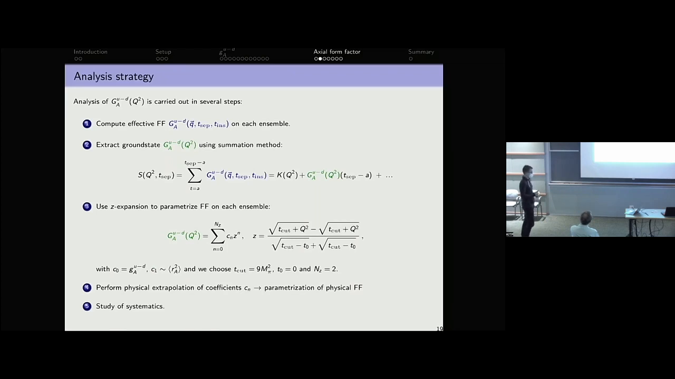This gives you discrete data points in Q squared on every ensemble. So in order to process this further, you have to then do a parameterization on each ensemble. For this, we use a Z expansion. This polynomial here, in this variable Z, and the C0 is just actually again the axial charge. The second one is related to the radius, and then we include one more coefficient.